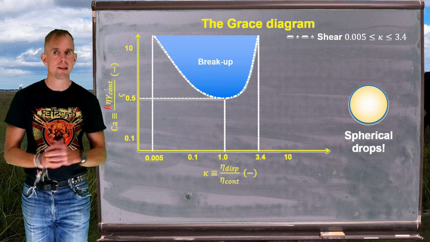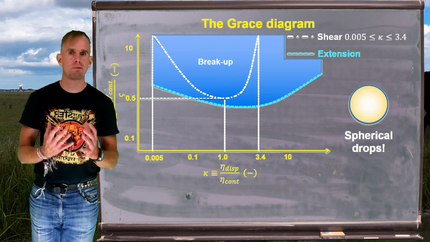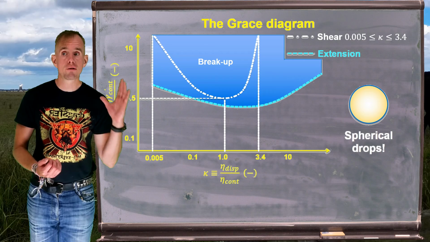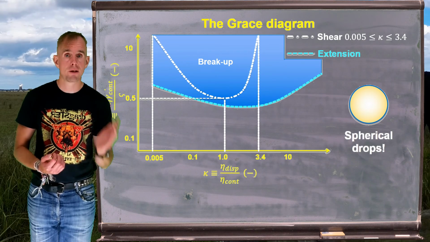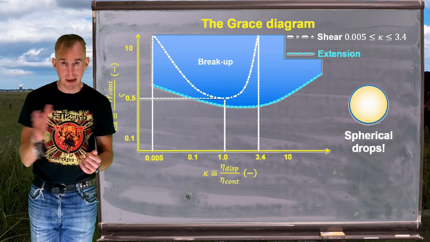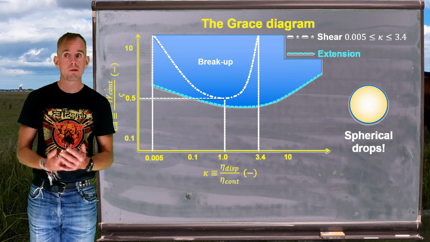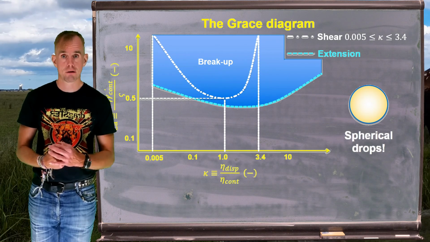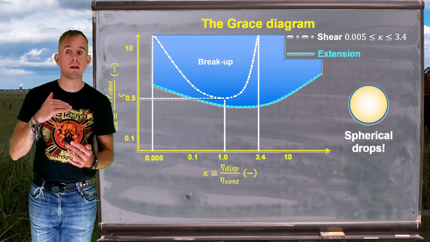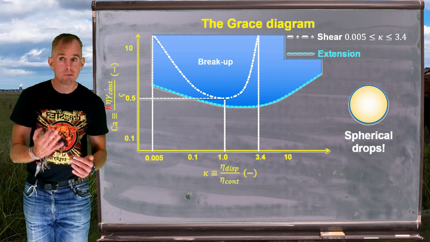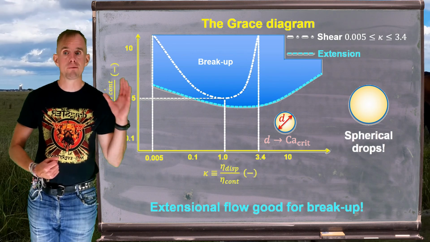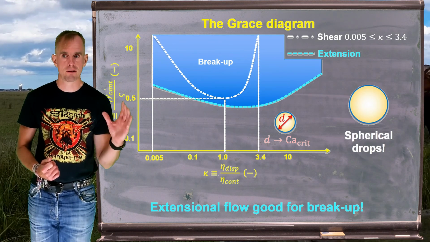Now, interestingly, extensional flows are far more effective at breaking up droplets. Extensional flows don't have these viscosity ratio limitations, these bounds in kappa, and also the capillary number required to break up droplets in extensional flow are generally lower. So, the first key take-home message here is that extensional flows are very good for breaking up droplets.